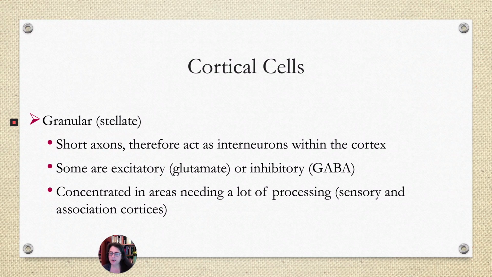They are very concentrated in areas where a lot of processing or association needs to be done. So if there's an area in the cortex where there's a lot of afferent movement from a variety of places and that needs to be assessed and modified, then there's a lot of these types of cells in those areas.